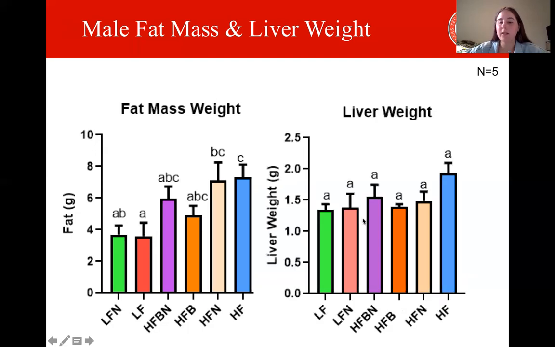We also saw that the liver weight followed a similar trend, with the low-fat groups slightly lower in weight, followed by the high-fat beef group slightly lower, followed by the rest of the high-fat groups. And while we didn't see any statistical difference between the liver weights, we did see very interesting results with the liver histology using H&E staining.